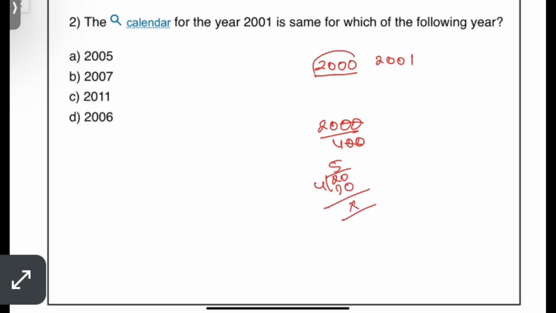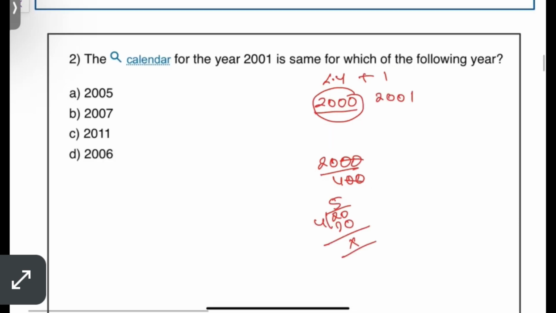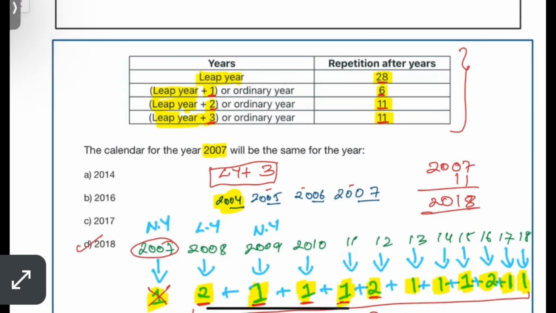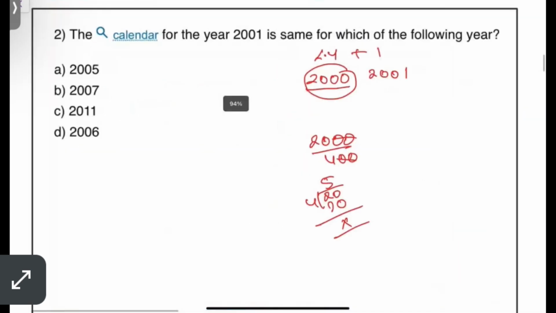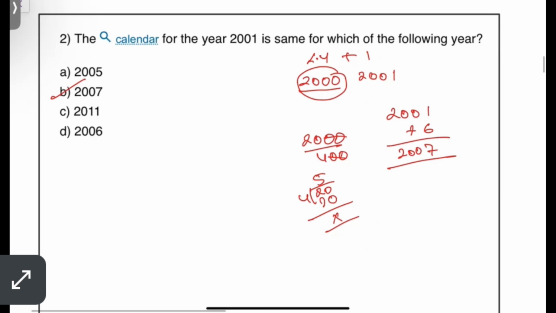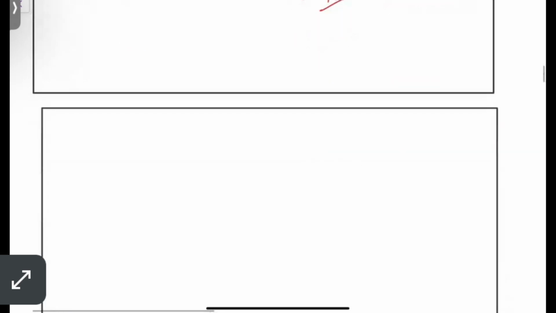That means this one is a leap year, which is plus 1. So leap year plus 1 is how much? 6, right? From the table that we have, if it's a leap year plus 1, then it's plus 6. So 2001 plus 6 will give me 2007. So the answer here is 2007. That's what you have. Did I leave anything?